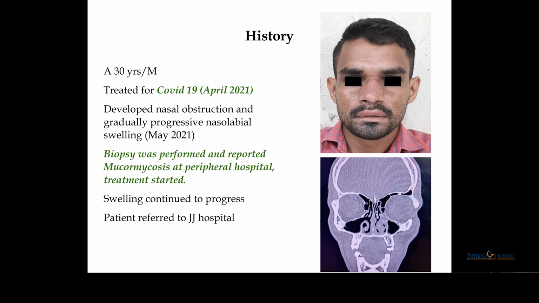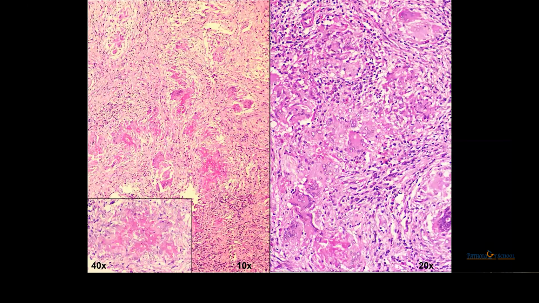So the patient was referred to the JJ hospital. As rightly described by Dr. Aniket, there are all features he has already highlighted. I would like to just enlighten a few features.